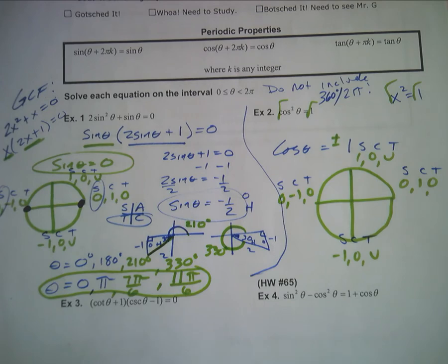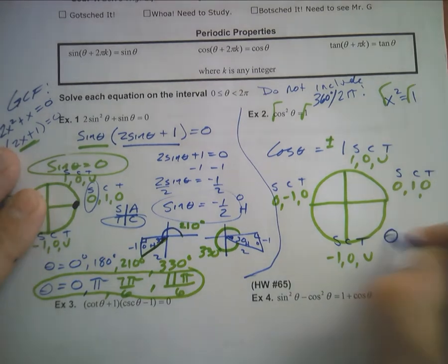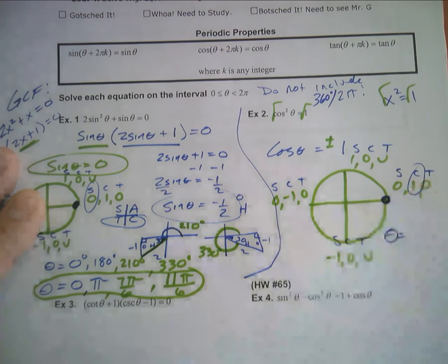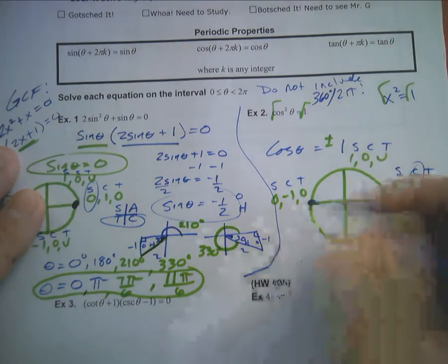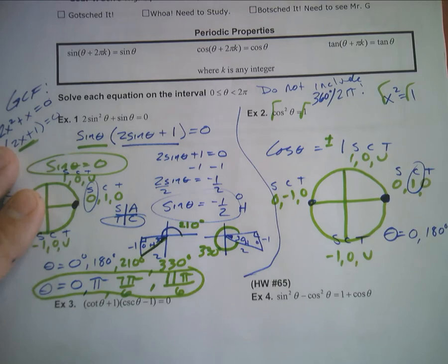Where do you guys see that? Where is cosine 1 and negative 1? What degrees? Right here? Is that what you're saying, Raman? Right there? Where else, Raman? At pi, right there. So 0 and 180 degrees, right?